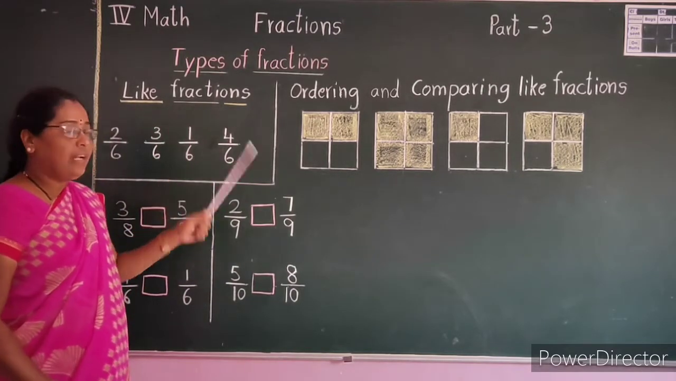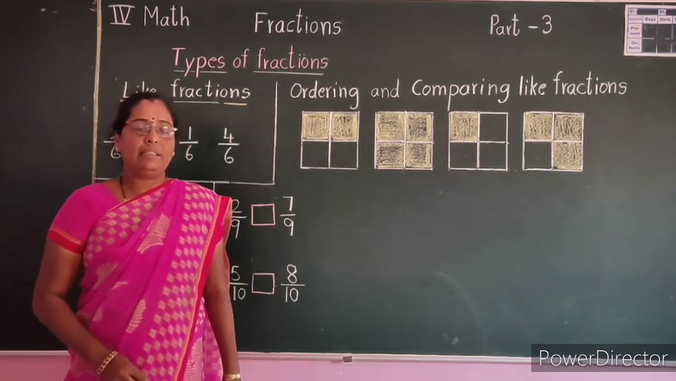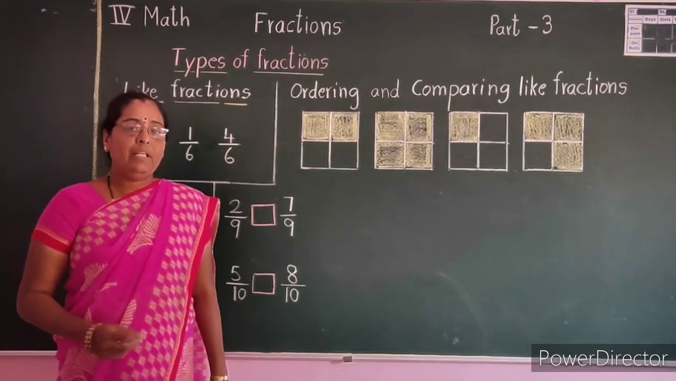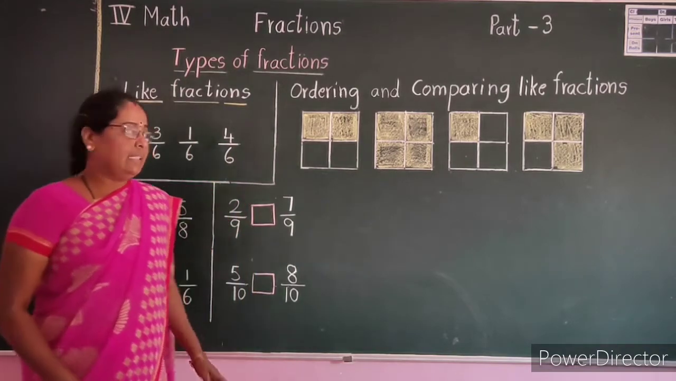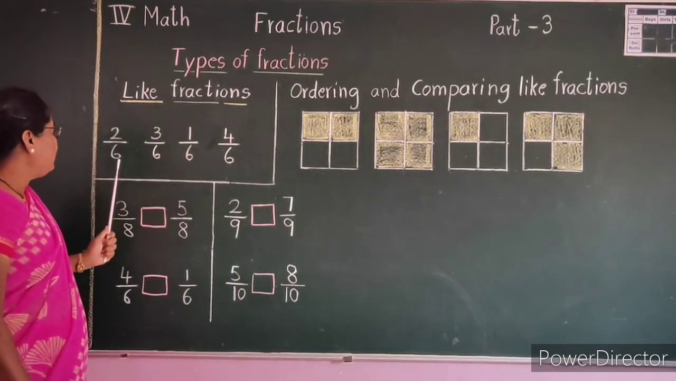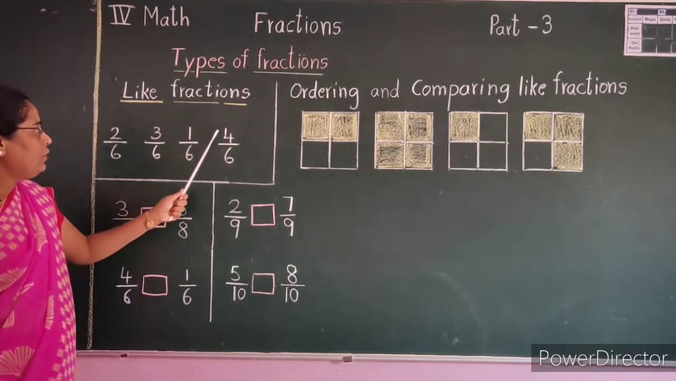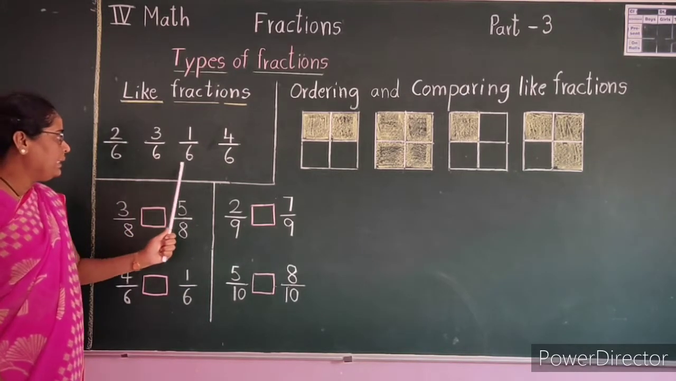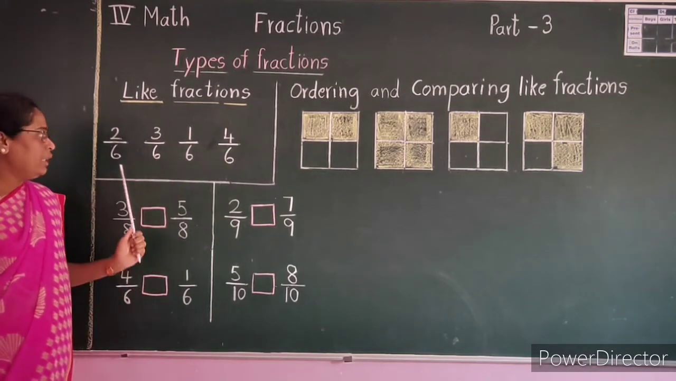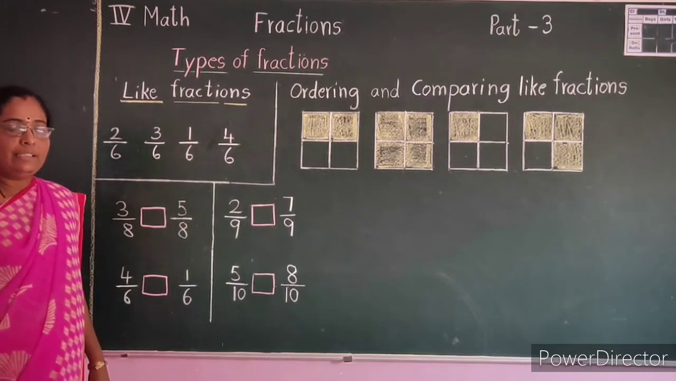The fractions with the same denominators are called like fractions. For example, 2 by 6, 3 by 6, 1 by 6, 4 by 6. In all these fractions, the denominators are the same. So, these are like fractions.